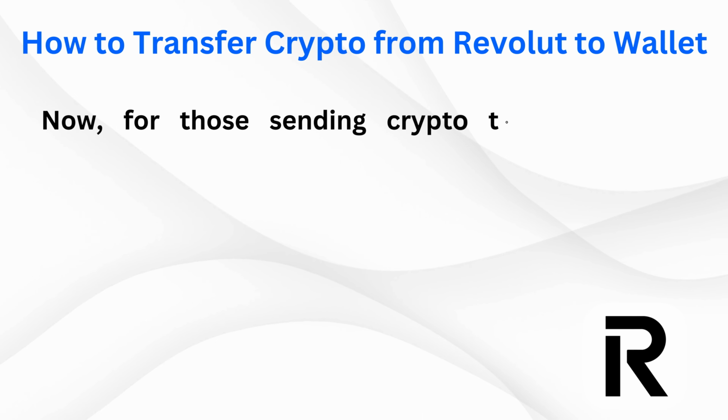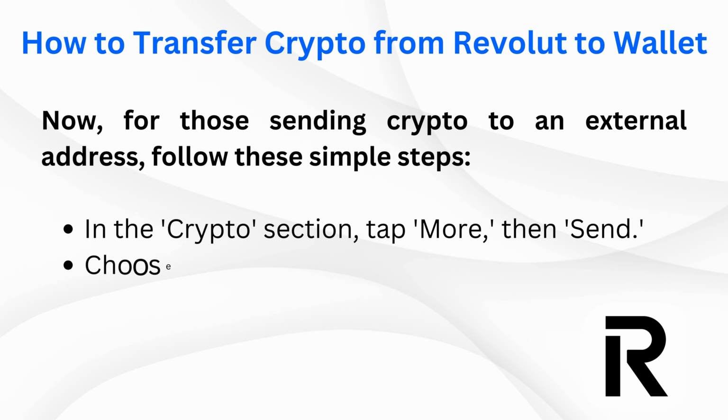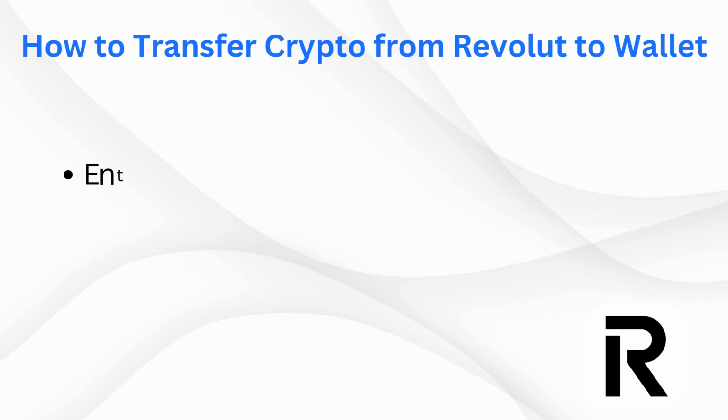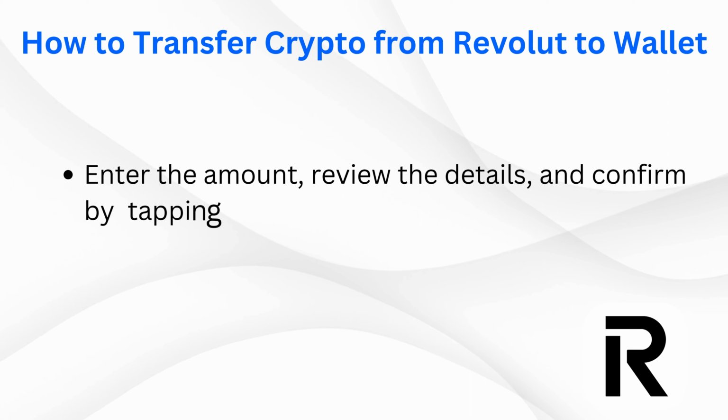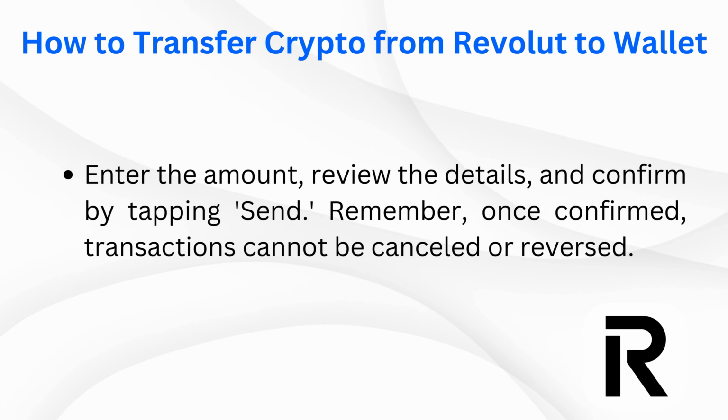Now, for those sending crypto to an external address, follow these simple steps. In the crypto section, tap More, then Send. Choose a compatible wallet or add a new address. Enter the amount, review the details, and confirm by tapping Send. Remember, once confirmed, transactions cannot be cancelled or reversed.